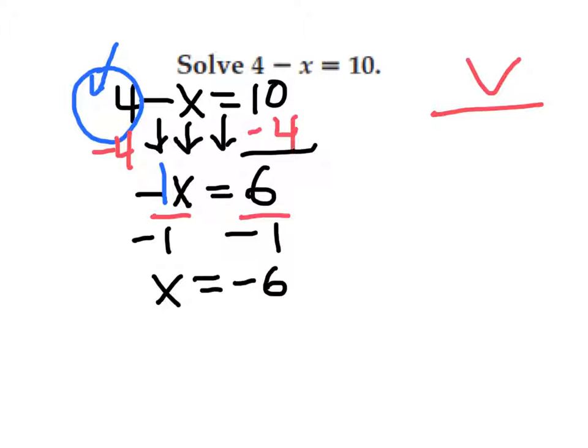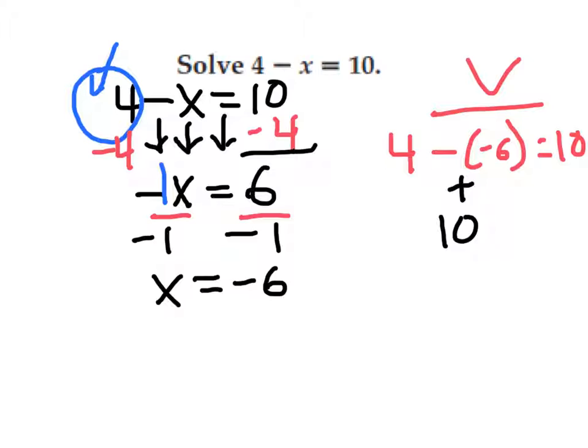Let's check our work by plugging in our solution. So 4 minus a negative 6, put it inside parentheses so I can work with it, is equal to 10. Hopefully one side equals the other. Well, let's see here. We do remember that these two negatives change to a positive. So now I have 4 plus 6 is 10. 10 is equal to 10.